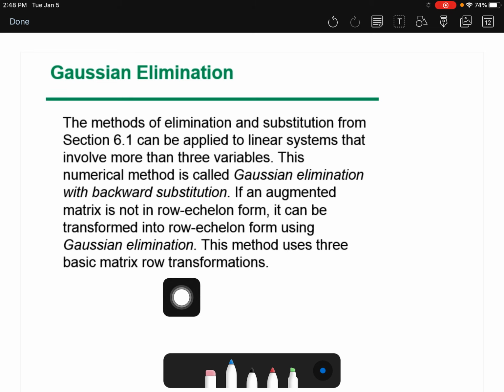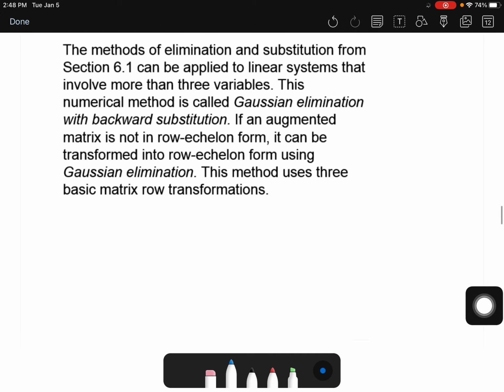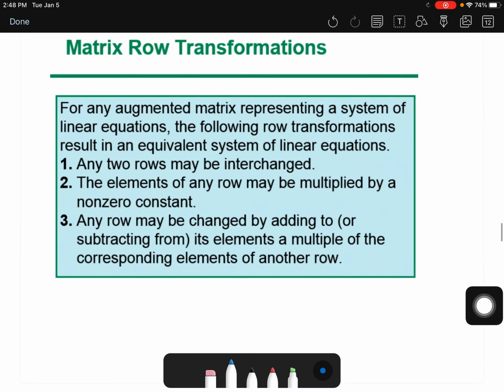Okay, it basically uses three basic matrix row transformations, and the three that we can use are listed here. For any augmented matrix representing a system of linear equations, the following row transformations result in equivalent systems of linear equations. We can always interchange any two rows, because the order that the equations are written in doesn't really matter, but it's convenient to interchange them sometimes to get your ones and zeros in the right spots. Okay, the elements of any row can be multiplied by a non-zero constant. It's like multiplying both sides of the equation by the same number, so we know that creates equivalent equations.